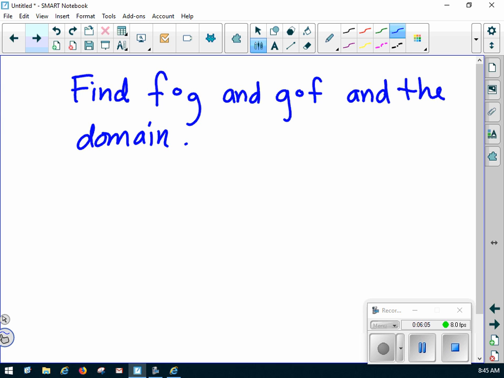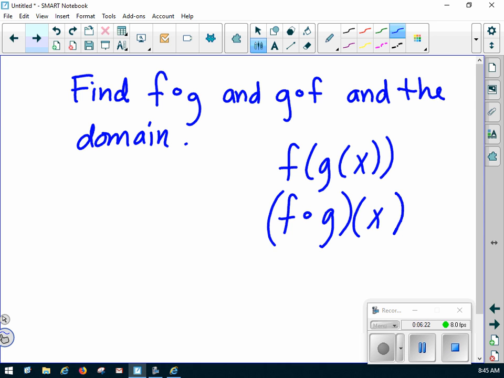Textbooks and math people write compositions in two different ways. I like to write them like this. Some like to write them like this. Ladies and gentlemen, these two mean the same thing. You read this as f of g of x. Most people will look at it and call it fog. Fog is a composition, okay?